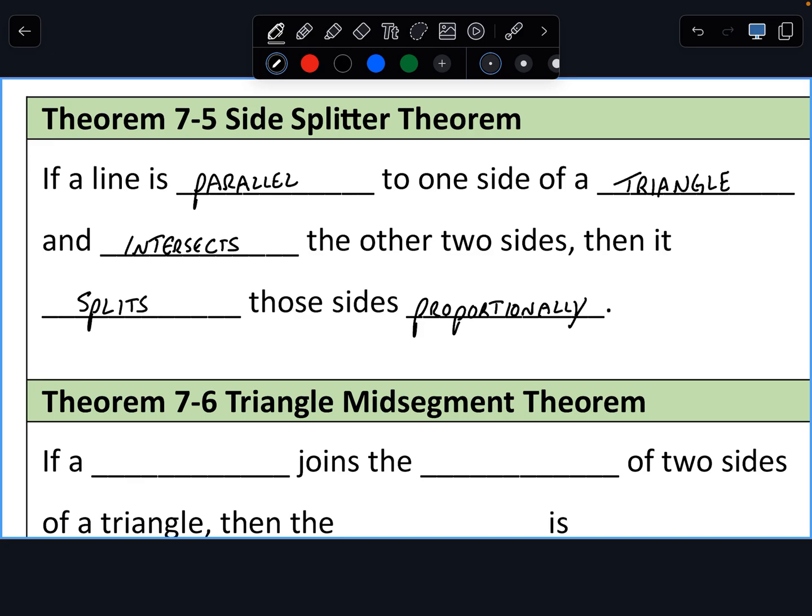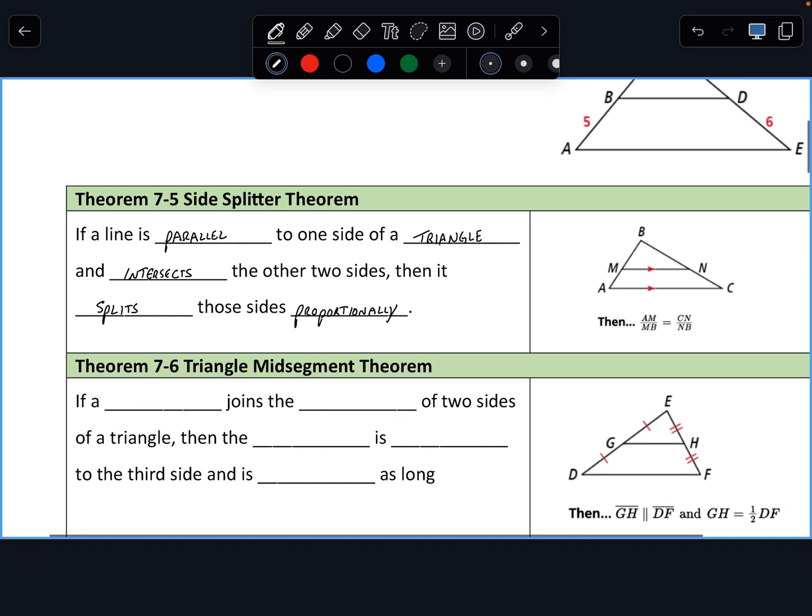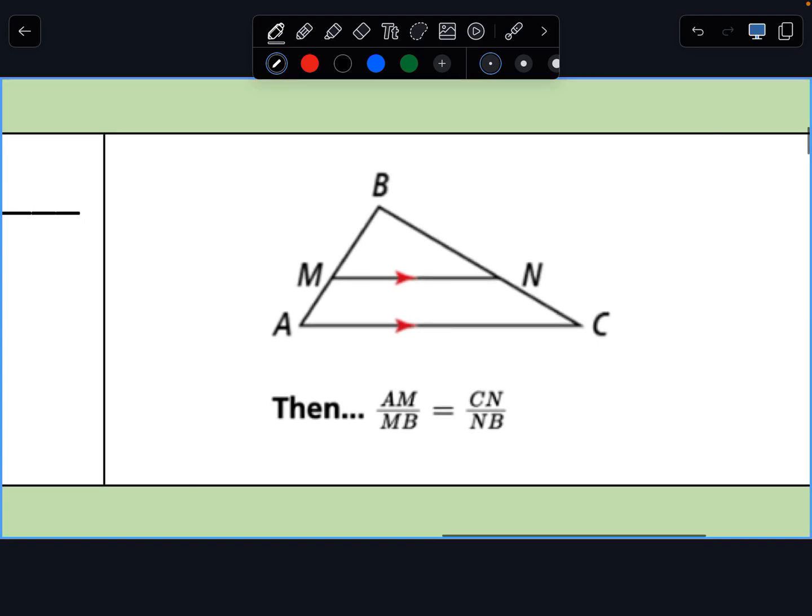They are proportional pieces. So let's take a look at the diagram on the right to see how we're going to apply this. Here, I see my triangle ABC, and I have these two parallel segments in my triangle. The segment in the middle, MN, is parallel to the bottom part of the triangle, AC.